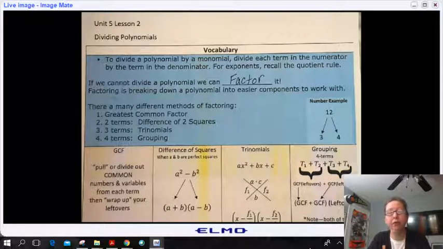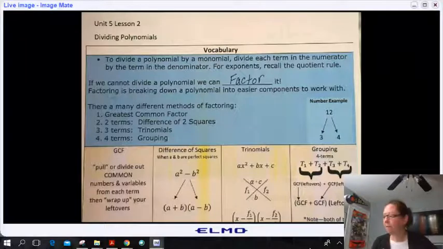In our last lesson, Unit 5, Lesson 1, we discussed adding, subtracting, and multiplying polynomials. Today we're going to do division with polynomials. To divide a polynomial by a monomial, we divide each term of the numerator by the term in the denominator. And so we will need to recall our exponent rules, the quotient rule for this one.